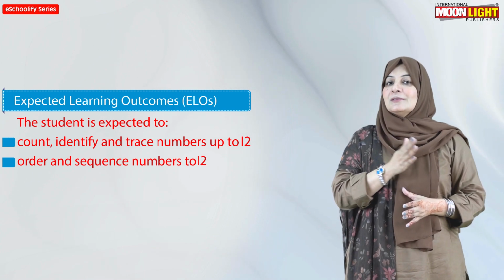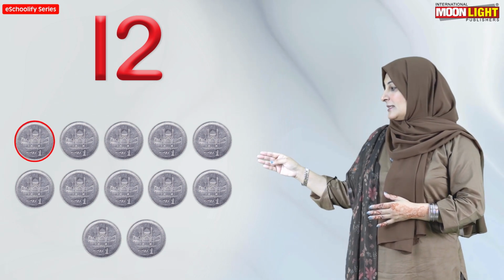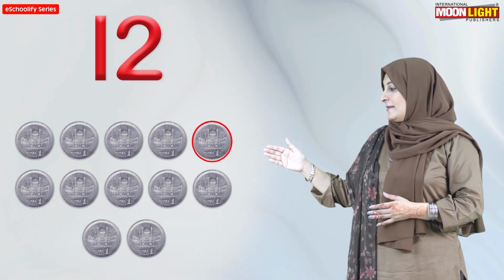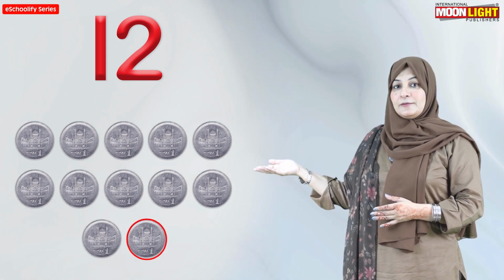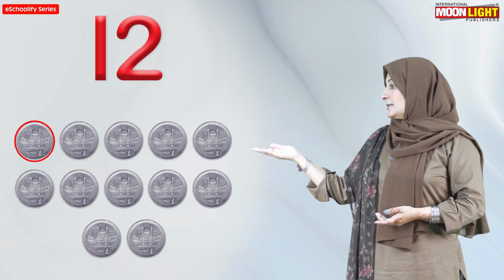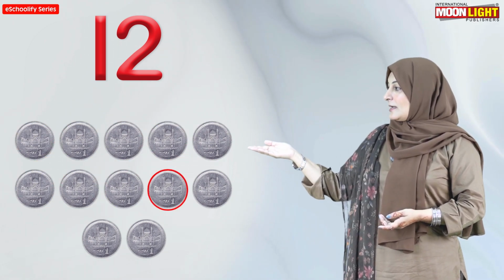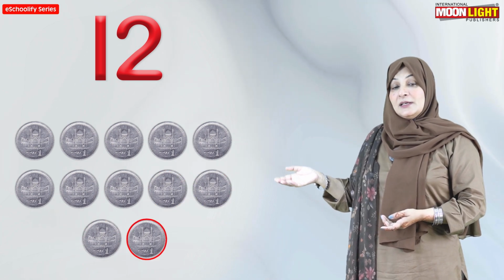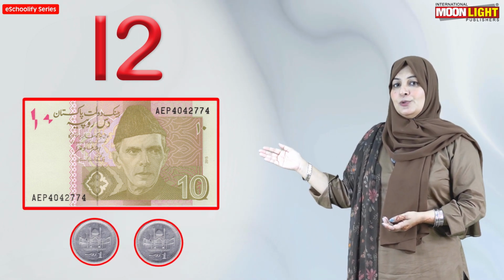How to count different objects. First of all, take a 10 rupee note and 2 coins. You could take 12 coins as well. Count them. 1, 2, 3, 4, 5, 6, 7, 8, 9, 10, 11, 12. Again. 1, 2, 3, 4, 5, 6, 7, 8, 9, 10, 11, 12. 12 coins. Here is a 10 rupee note and 2 coins. 10, 11, 12. 10 and 2, 12.